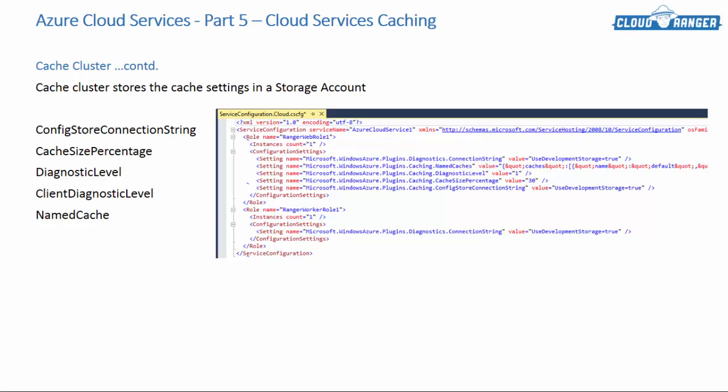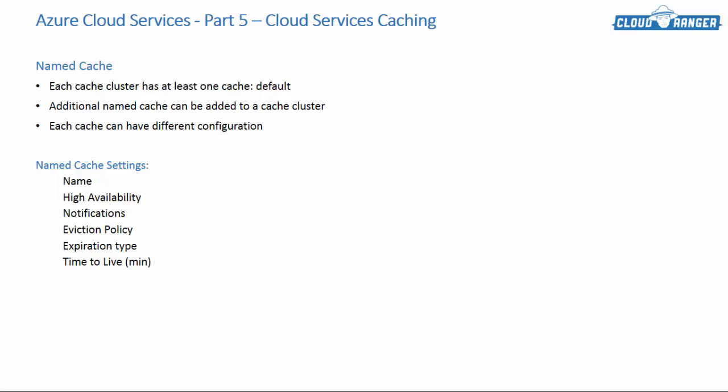So let's talk a little bit in detail about the named cache. The first thing, and I'll repeat again, is that each cache cluster will have at least one cache, and it's called default. So it will already have one made for you. Additional named caches can be added to the cluster, and each cache can have its own different configuration. So I was talking about the different settings that the named cache can have, and those are the settings.